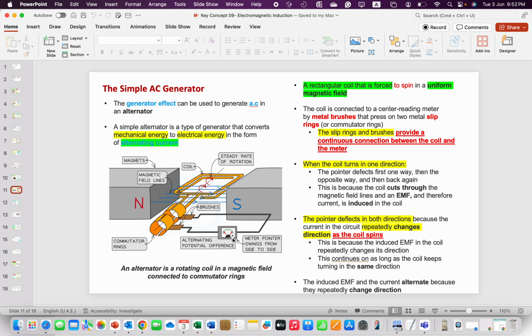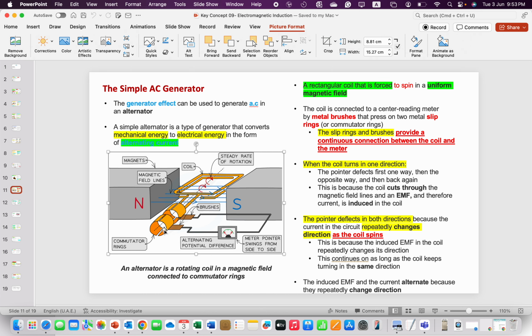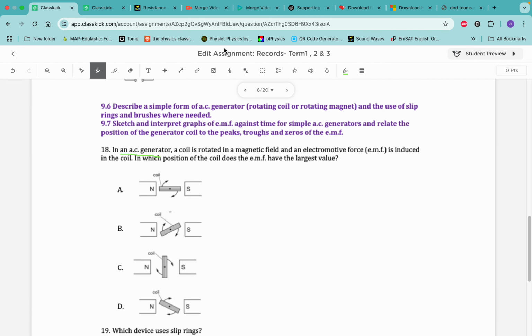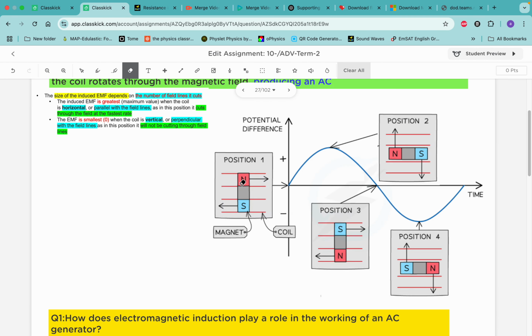This wire is connected to a meter or voltmeter or galvanometer, any device to show change of magnetic field and EMF is induced. Just to remind you, we call these as slip rings, and these are brushes. Now, during their rotation, while coil is moving between the two poles, the position of the field with the magnet, with the wire, will be changed.